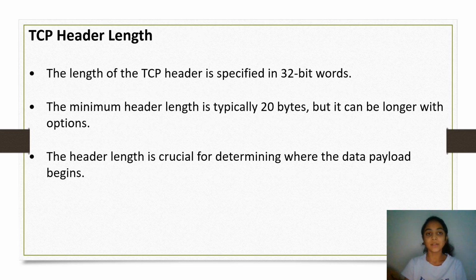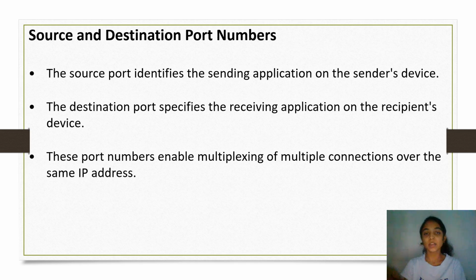TCP header length. The length of the TCP header is specified in 32-bit words. The minimum header length is typically 20 bytes, but it can be longer with options. The header length is crucial for determining where the data payload begins.